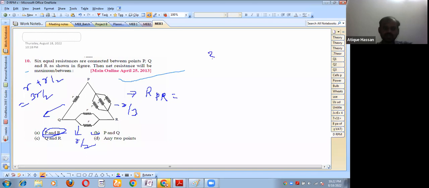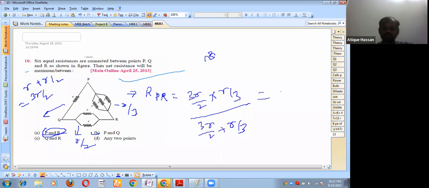And which is in parallel. So the resistance you will get between P and R is 3R by 2 into R by 3, divided by 3R by 2 plus R by 3. So you will get 3R square by 10R, sorry, 10R. So you will get 3 by 10.